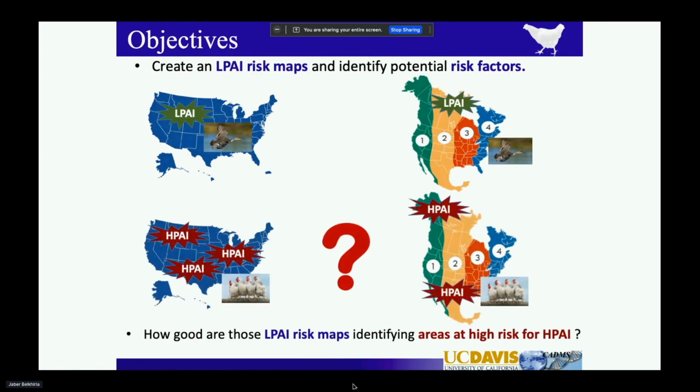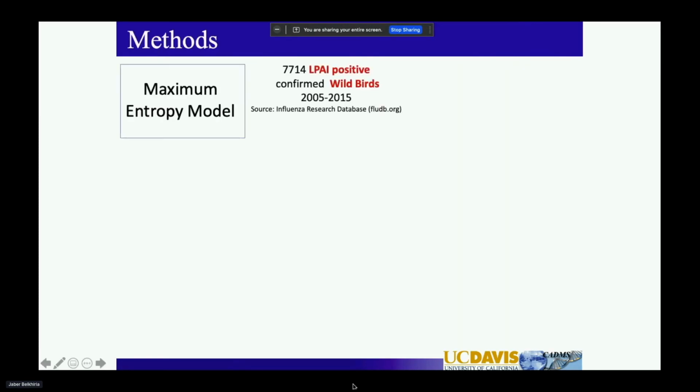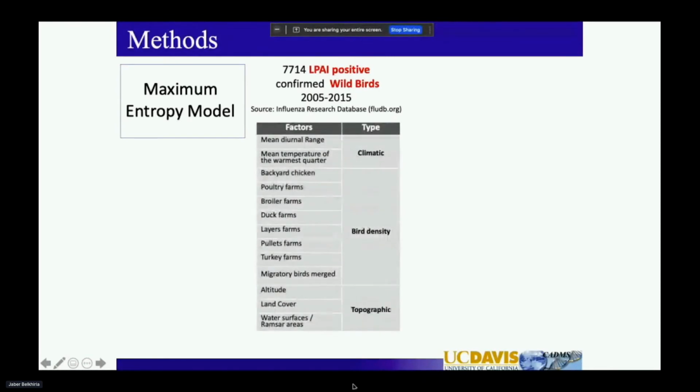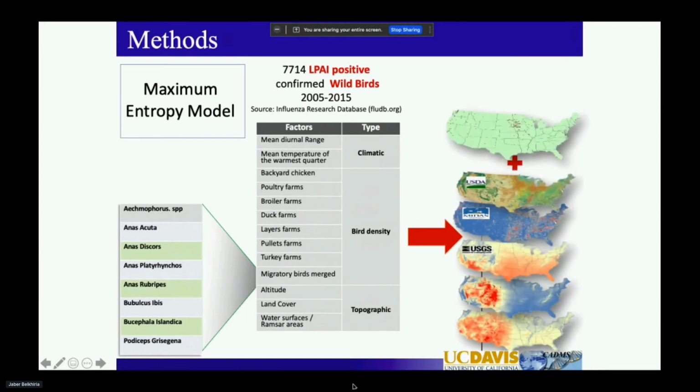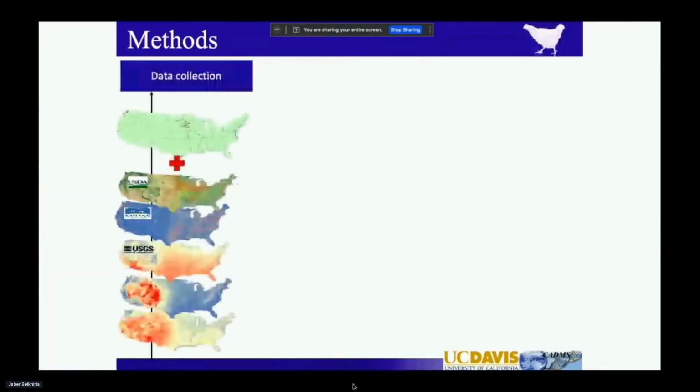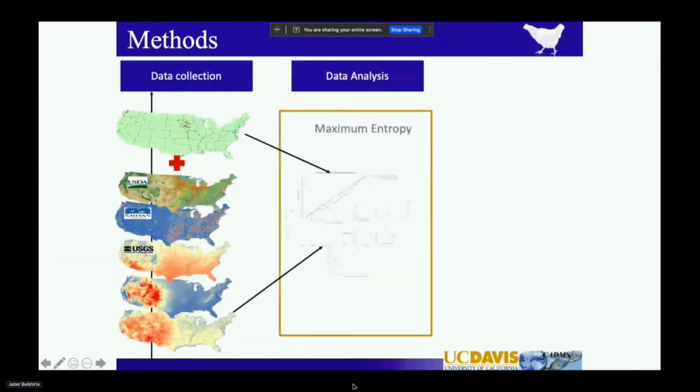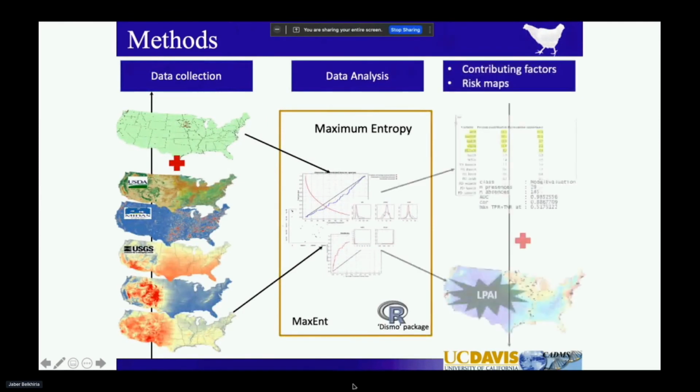Okay, awesome. So basically, I took my data. The model is a maximum entropy. I used some available data, climatic and bird and animal data, transformed it to maps, and then put it in my model. And then this would give me a risk map and some important predictors that are linked to low path avian influenza outbreaks.